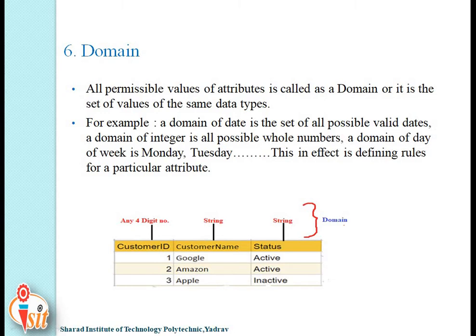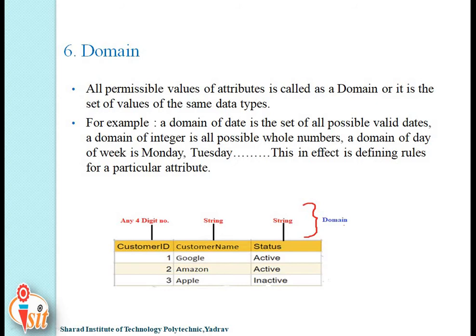Every attribute in a relation is defined as a domain. The domain concept is important because it allows the user to define in a central place the meaning and source of values that attributes can hold. Examples of domain: a domain of date is the set of all possible valid dates, a domain of integer is all possible whole numbers, or a domain of day of week is Monday, Tuesday, Wednesday, and so on.